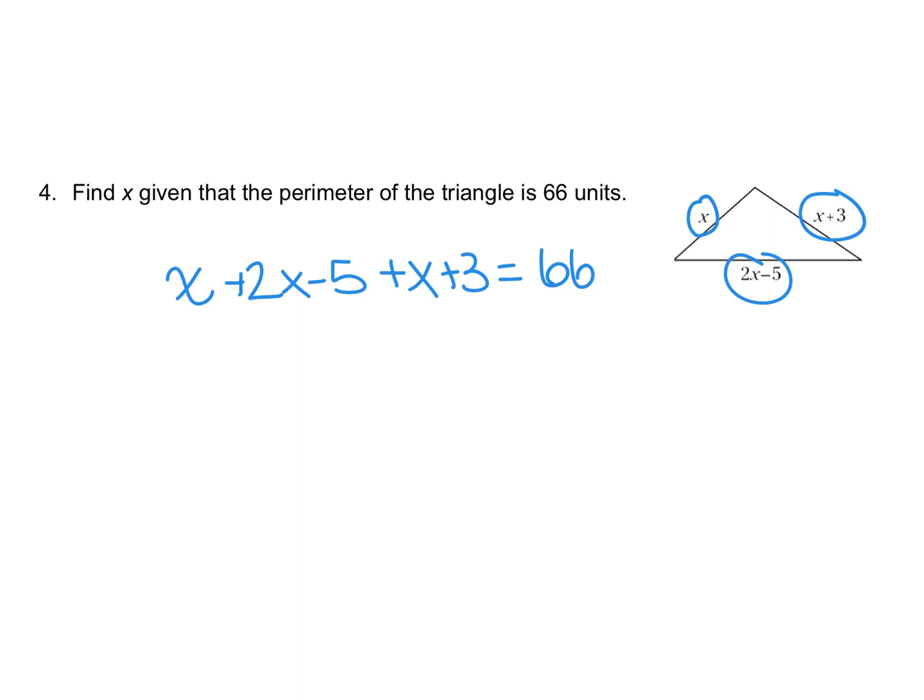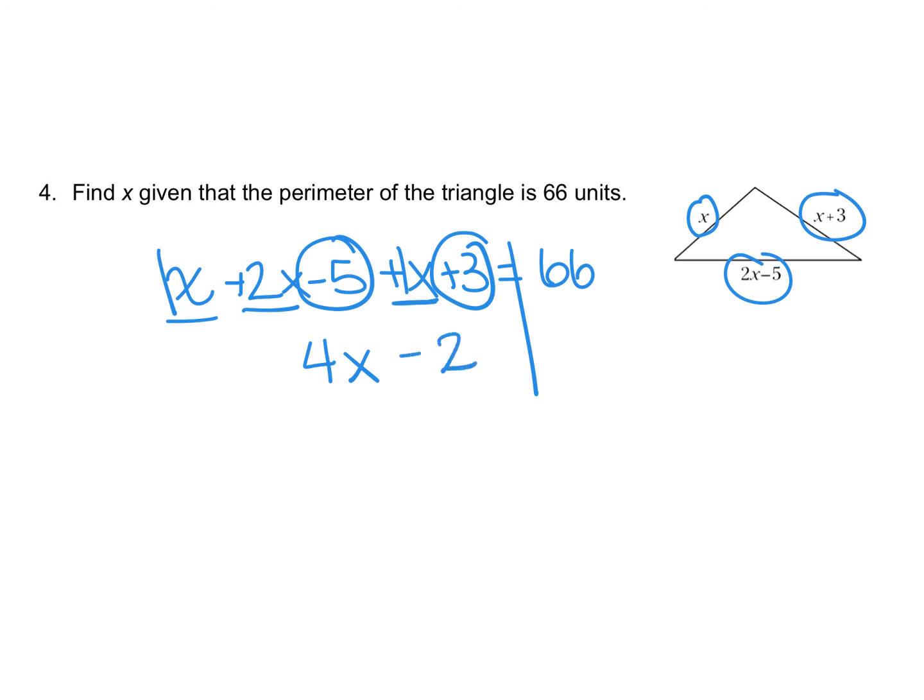So now let's go ahead and start. We can combine like terms first. I'm going to put a 1 there. So 1x plus 2x gives me 3x, and plus another 1x gives me 4x's. Now let's combine our numbers without the variables, and I have -5 plus 3 is going to be -2, and now that is going to be equal to 66.